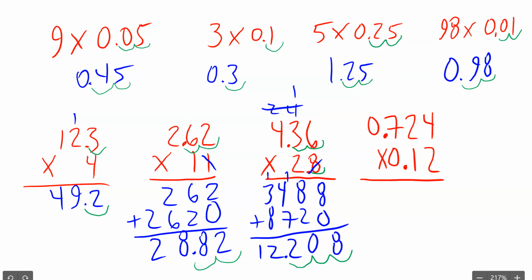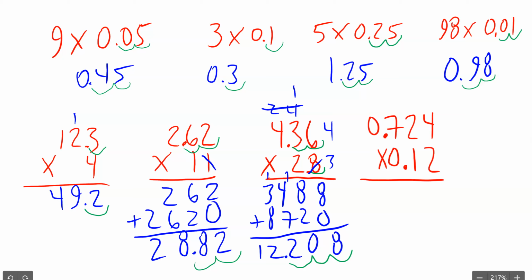And does this answer make sense? Well, here I'm going to estimate. So 4 and 36 hundredths is close to 4. 2 and 8 tenths is close to 3. 4 times 3 is 12, so my product should be close to 12, and in fact it is. So estimating is a good way of checking your work.